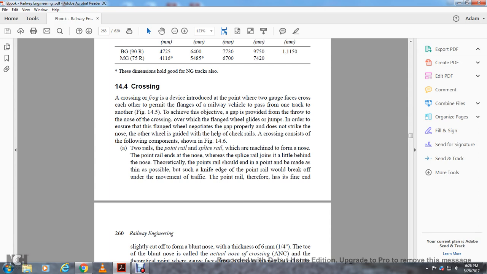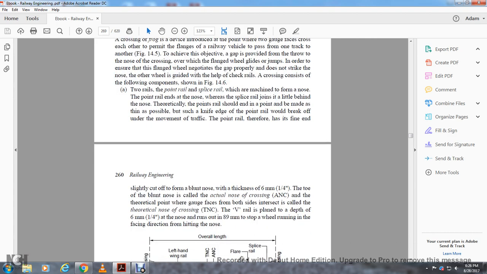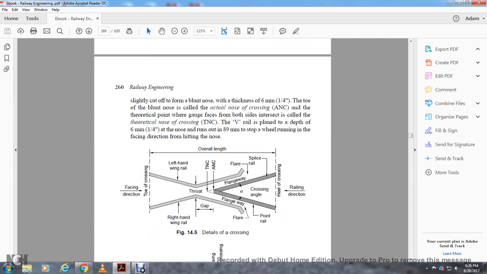The crossing consists of the following components, shown in figure 14.6. Two rails, the point rail and the splice rail, are machined to the nose, where the two rails end, and the splice joints are behind the nose. Theoretically, the point rail should end at a fine point, but it is possible that the knife edge of the point rail would break off under the movement of traffic, so the fine end is slightly cut to a blunt nose with a thickness of 6 millimeters, or a quarter inch. The tip of the blunt nose is called the actual nose of the crossing, or ANC. The theoretical point where the gauge faces on both sides intersect is called the theoretical nose of the crossing, or TNC. The V rail is placed at a depth of 6 millimeters, a quarter inch, from the nose, running at 89 millimeters, to stop the wheel running in the facing direction from hitting the nose.